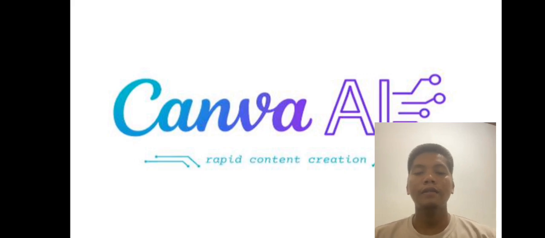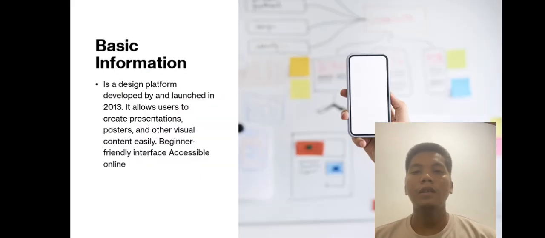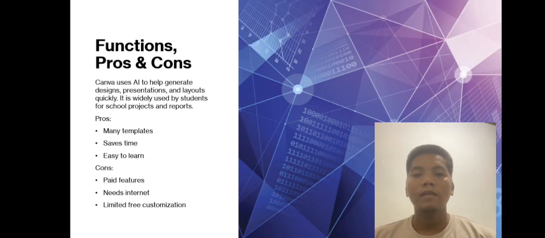Canva AI basic information: it is a design platform developed by Melanie Perkins, Cliff Obrecht, and Cameron Adams. Launched in 2013, it allows users to create presentations, posters, and other visual content easily. It has a beginner-friendly interface and is accessible online. Functions, pros and cons.